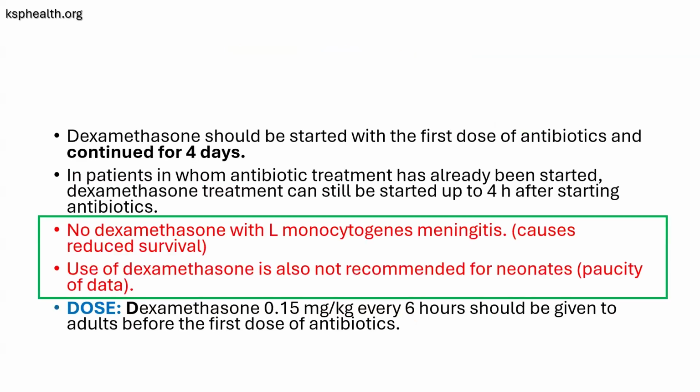Dexamethasone should be started with the first dose of antibiotics and continued for 4 days. In patients in whom antibiotic treatment has already been started, dexamethasone can still be started up to 4 hours after starting the antibiotics. Dexamethasone should not be given in Listeria meningitis, and not in neonates. The dose is 0.15 milligram per kilogram every 6 hours.